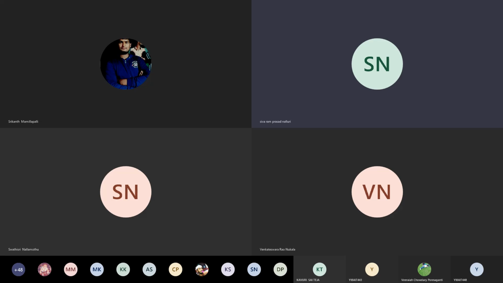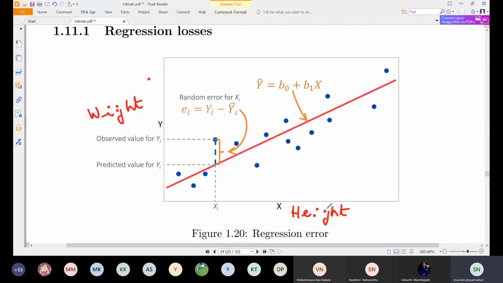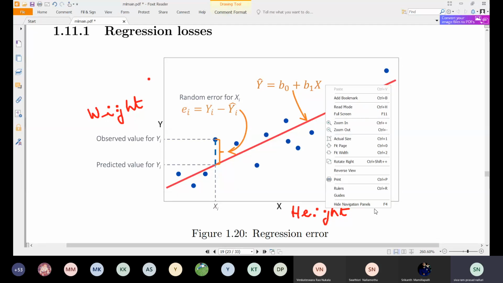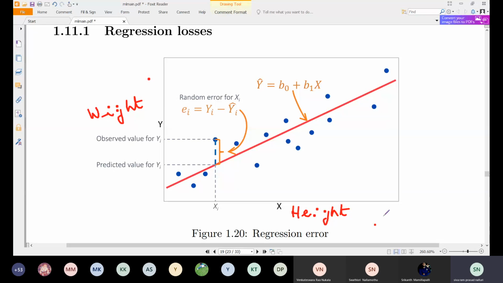You have to predict what will be his weight. Okay, so height is given and you have to predict the weight of the person. So here in the training, how many examples have we considered? Already in the training, we have considered several examples.